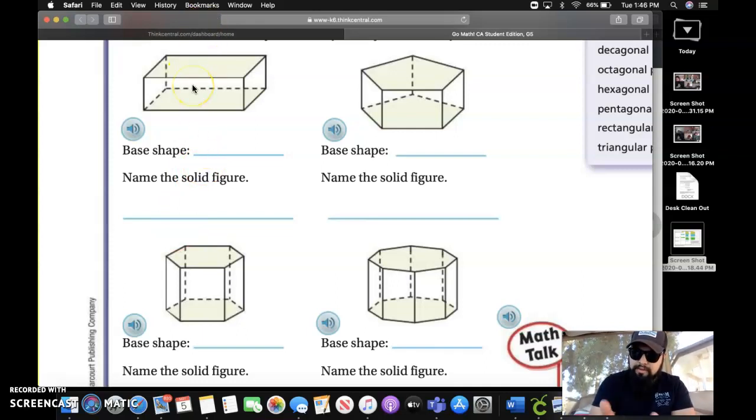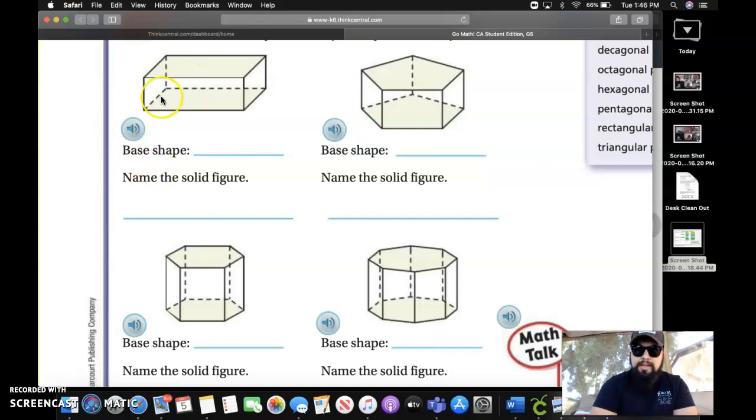And if you said bases, you're correct. That's good, because just think B, base, bottom, the bottom and the top. There's two of them. They are congruent. And in order to classify it and name it, you gotta know what the shape is.